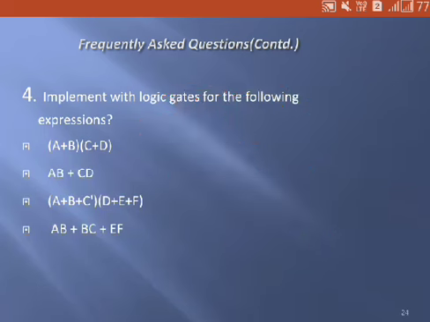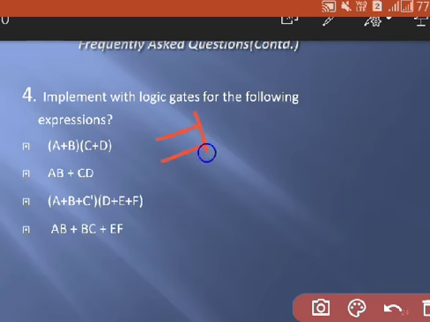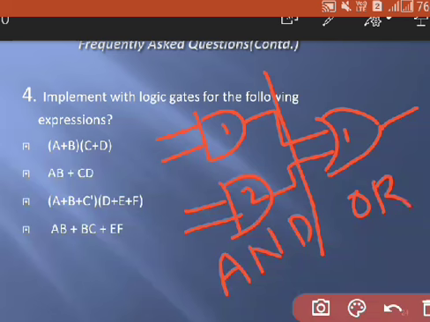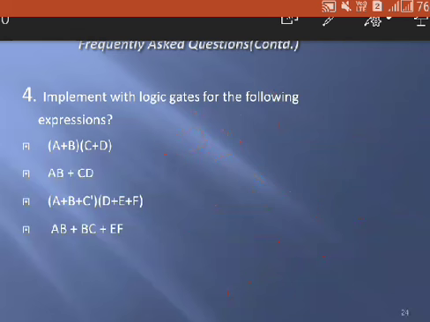Similarly, for the second one, you can go for AND OR realization. First, you need to consider AB and then CD, and the output of these two should be ORed together. Okay, so this is the first AND gate, second AND gate, this is the first OR gate. So this is AND OR realization. Okay, likewise you can also implement the other examples based on the inputs of this lecture.